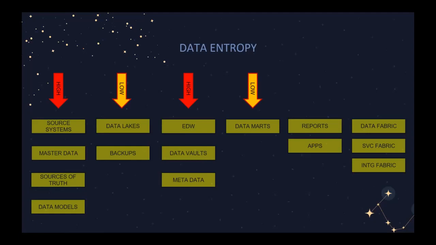So data marts are pitched as low because there's a sliver of data that is being applied for a particular use case. Similarly for reports and apps. And finally, for data fabric, it's something that's new and coming. We like to think, this is us postulating now, that it's going to be high in entropy because we're going to spend a lot of money on data fabric and uplift a lot of the data quality and entropy across that system.